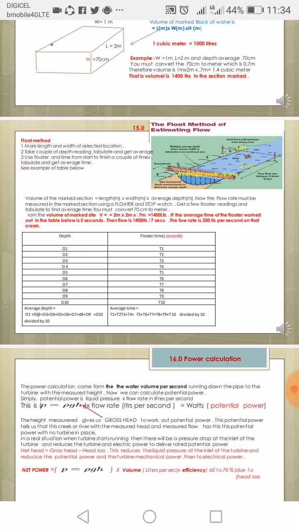This is a cube, I put it on the first slide there. Now you look at the volume: equals 2 meters by 2 meters times 7.7 meters, you get 1,400 liters. If the average time of the floater works out to be 5 seconds, then the flow rate is 1,400 divided by 5. I made a mistake with 7, but let's say the table below gives me 7 seconds. Now 1,400 divided by 7. Flow rate is about 200 liters per second. So the mistake was the 5 seconds; you can change it by going with 7 seconds.